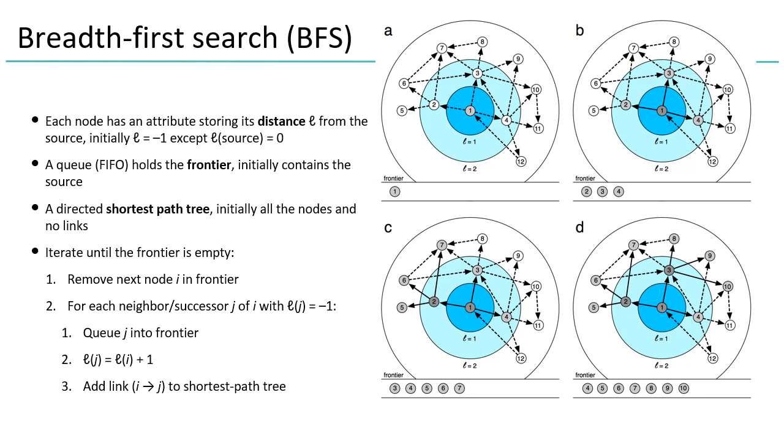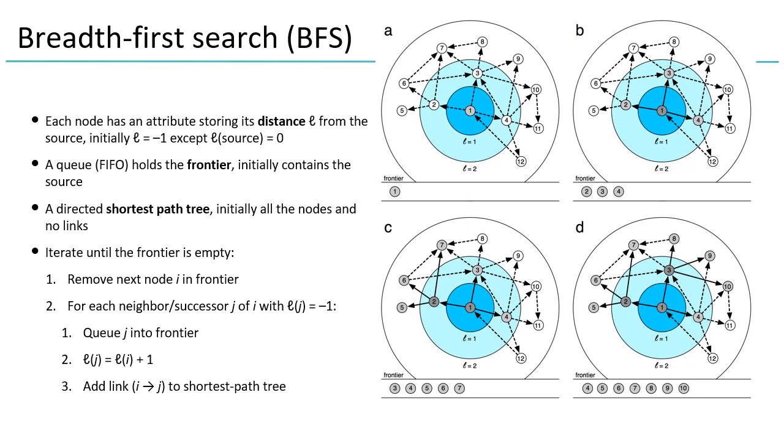And a directed shortest path tree, initially all the nodes and the links. Then you can connect to this one. Iterate until the frontier is empty. If this frontier is filled and visited, then you find a second layer, etc. Then this algorithm repeats until the iteration is finished. And here I indicate the first frontier is 1, the second frontier is 2, 3, 4.